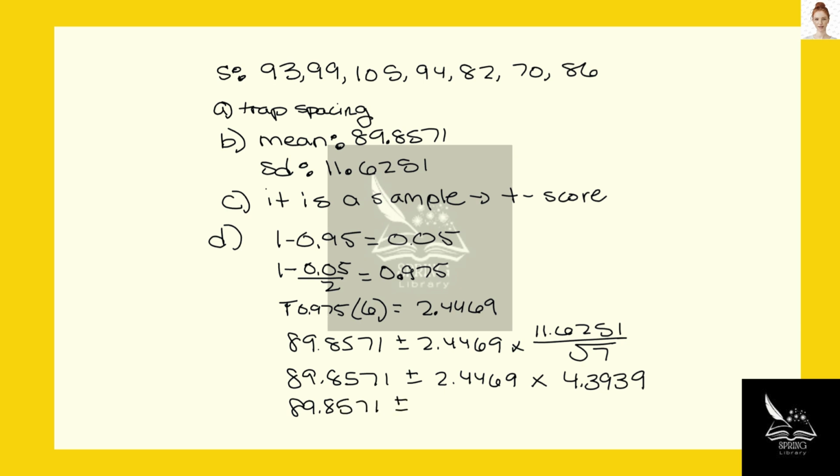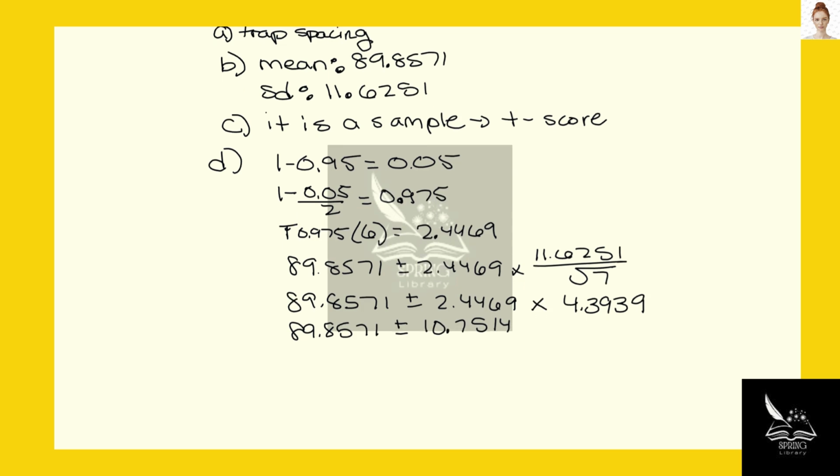And then I have 89.8571 plus or minus 10.7514, and then the confidence interval is going to be 79.1057, comma, 100.6086. And so it says, give an interpretation in words of the interval in part D.